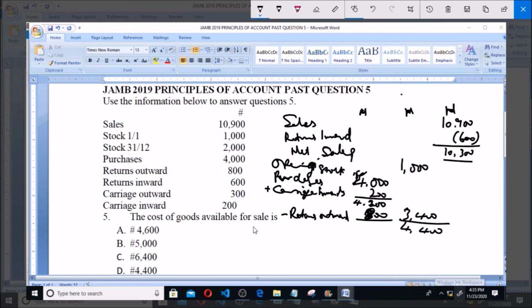4,400. This is called cost of goods available for sale. Cost of goods available for sale. So 4,400 is option D. Option D is the right option.